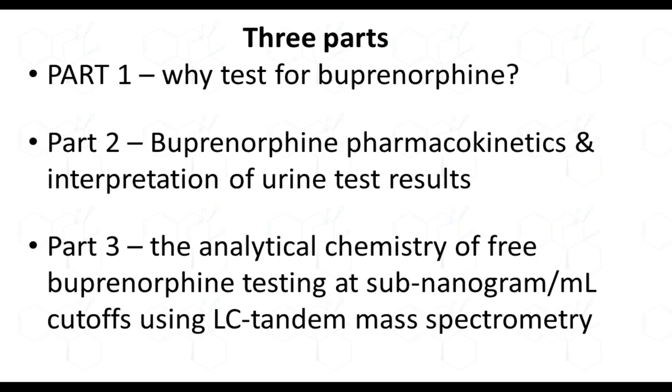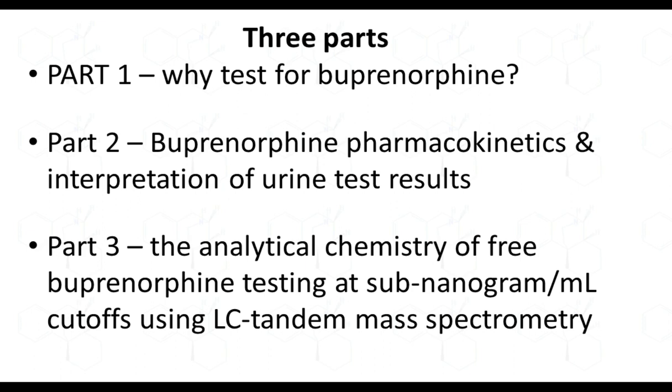So I've broken the presentation up into 3 parts today. First of all, why are we interested in buprenorphine at all when we're talking about testing with LC tandem mass spectrometry in the clinical laboratory? Next, we need to discuss some buprenorphine pharmacokinetics and understanding how to interpret the urine test results so that we know what's appropriate for designing methods and how to report them.